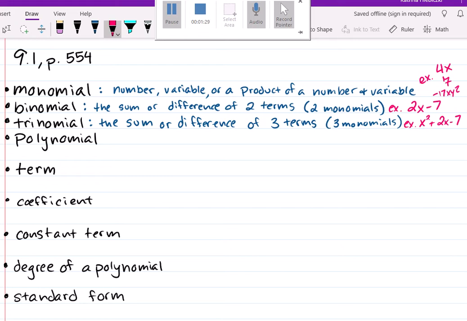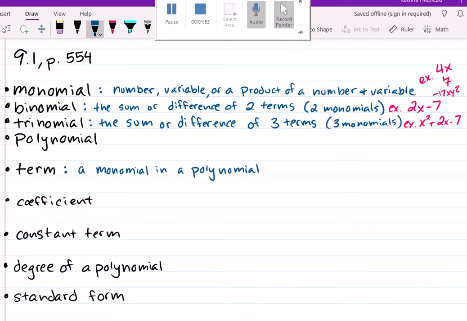And a polynomial could be any number of terms. A polynomial, as long as it's greater than 1, could be a binomial, 2 terms, a trinomial, 3 terms, or a little bit higher, a quartic or a quintic. We're going to carry on with a couple more definitions here. So what is a term?